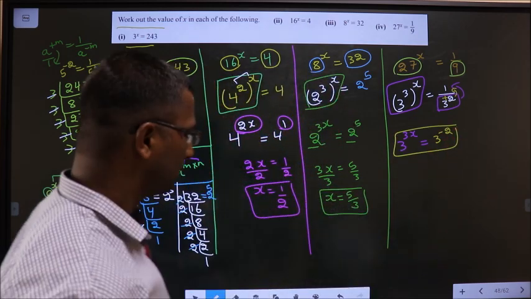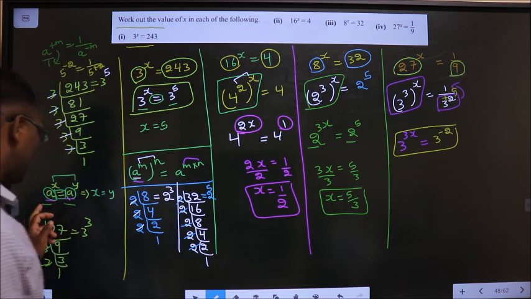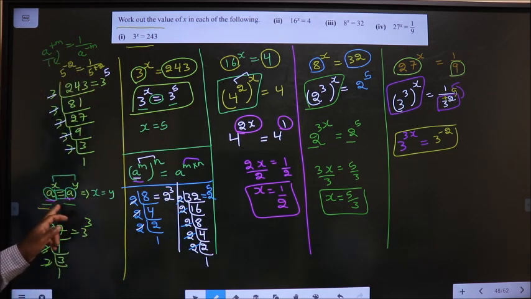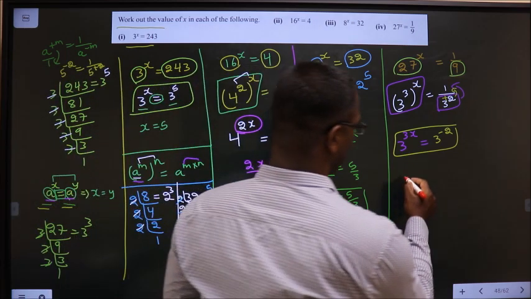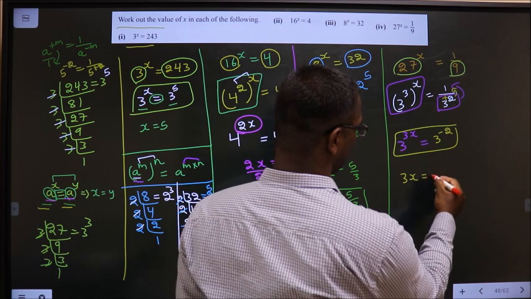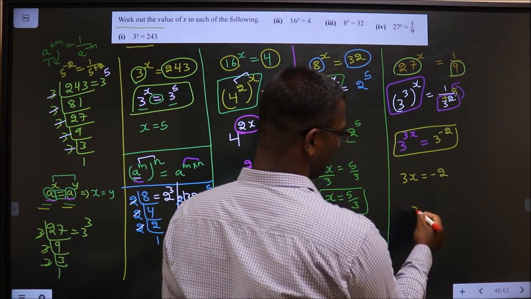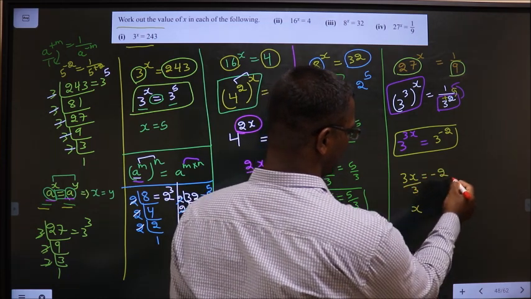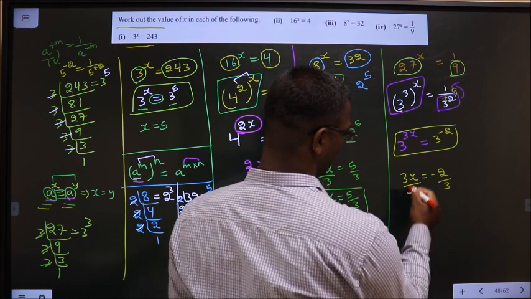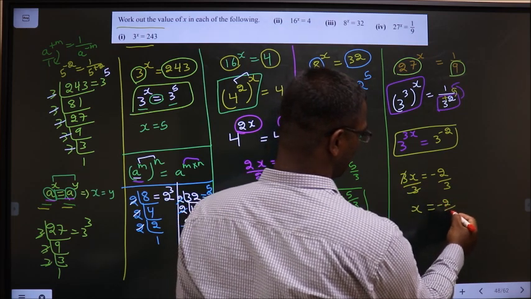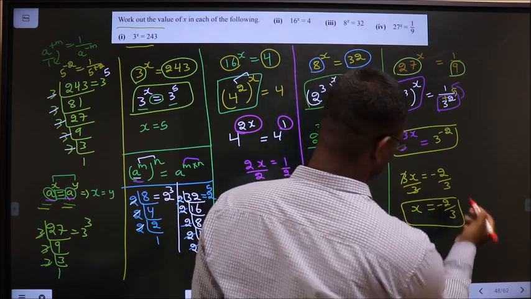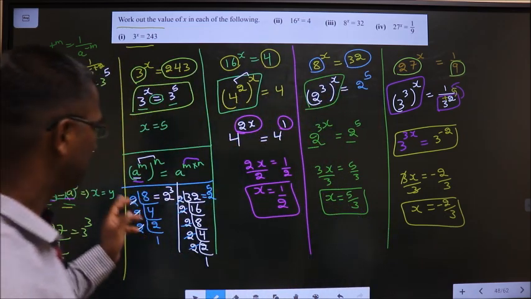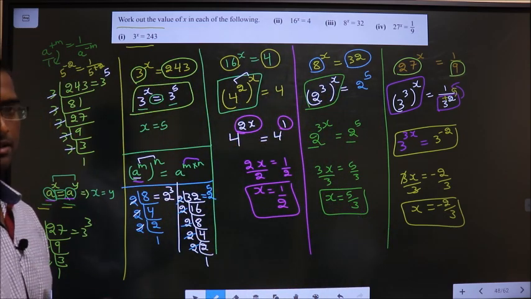Okay. Now, you apply this one. Bases are same, equal to. So equate the powers. So 3x equal to minus 2. Now to get x, divide by 3. So x equal to minus 2 by 3. Okay, we have completed all the 4 bits.